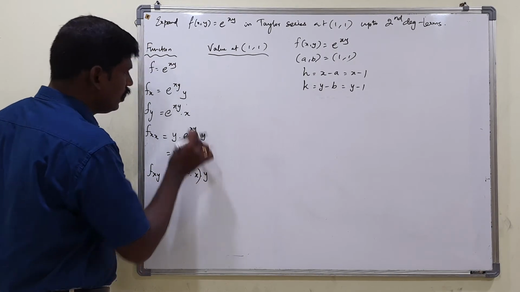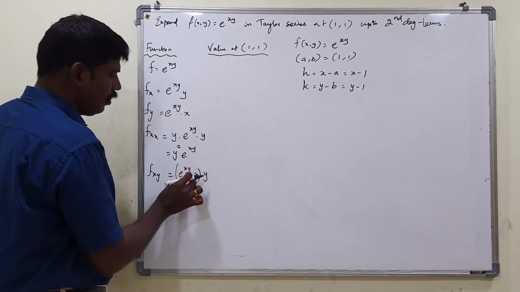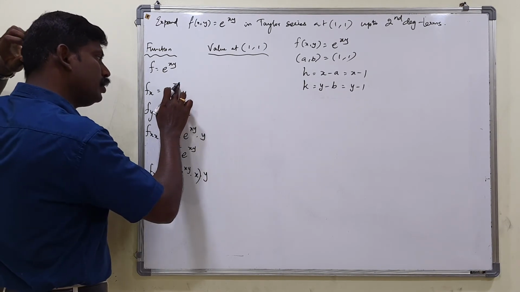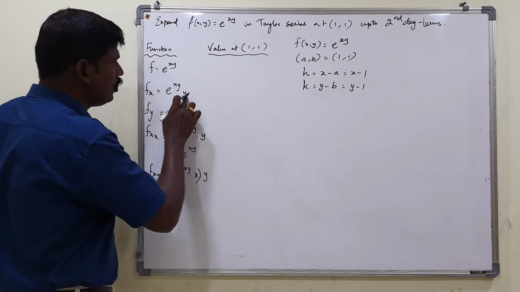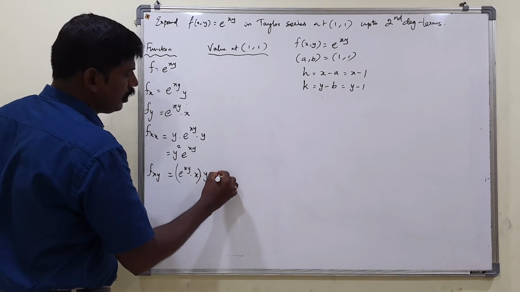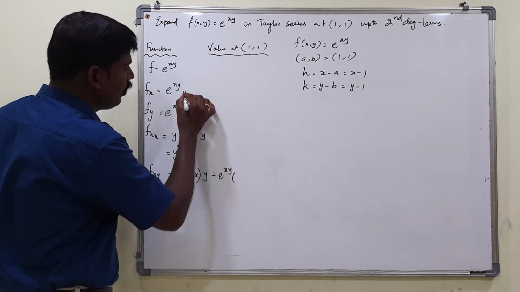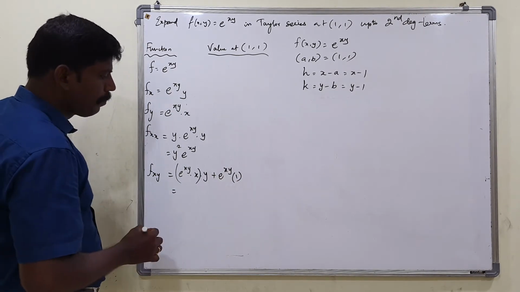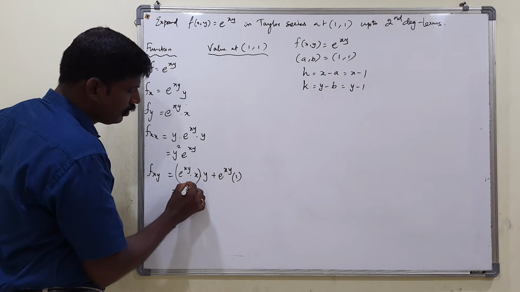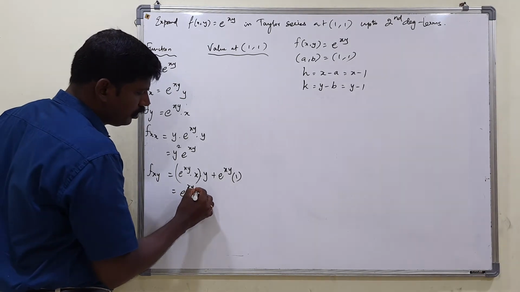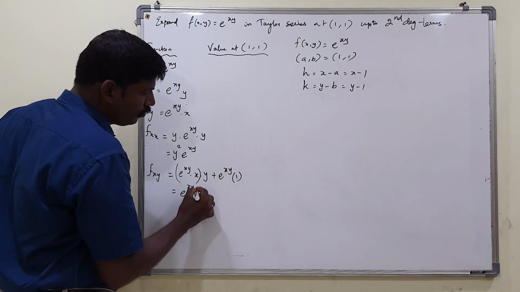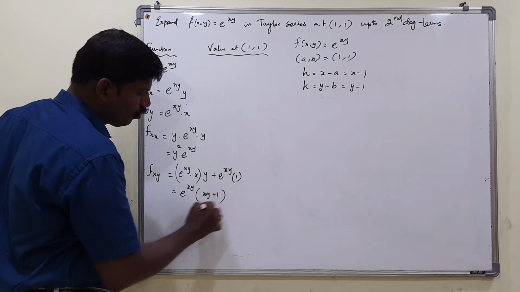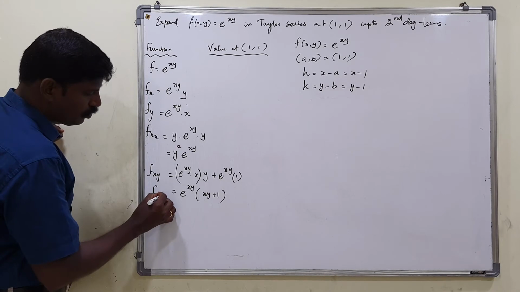Or otherwise, the derivative of this with respect to y, isn't it? e power xy into y becomes 1, so x into this y plus e power xy into the derivative of y with respect to y, which becomes 1. Okay. So e power xy we can take as common: e power xy into (xy plus 1). This is the value of fxy.